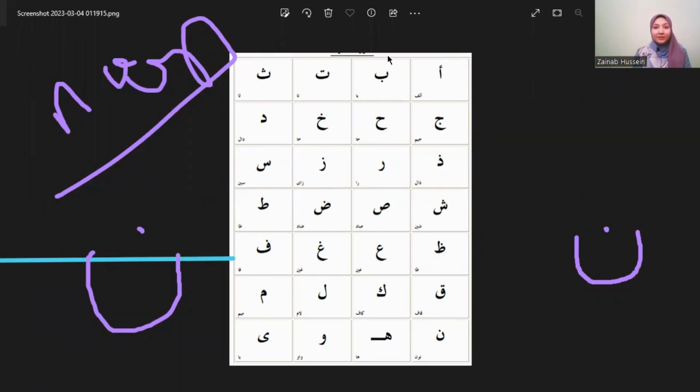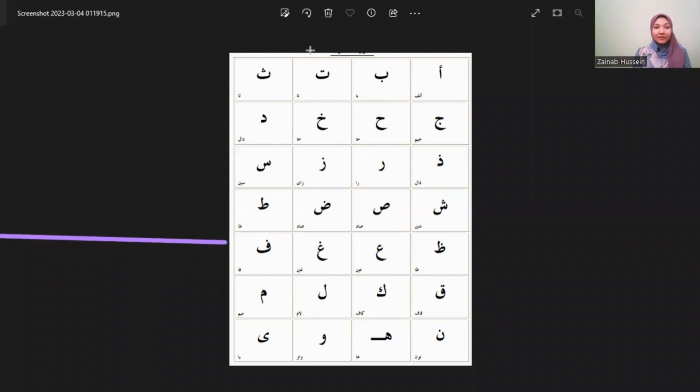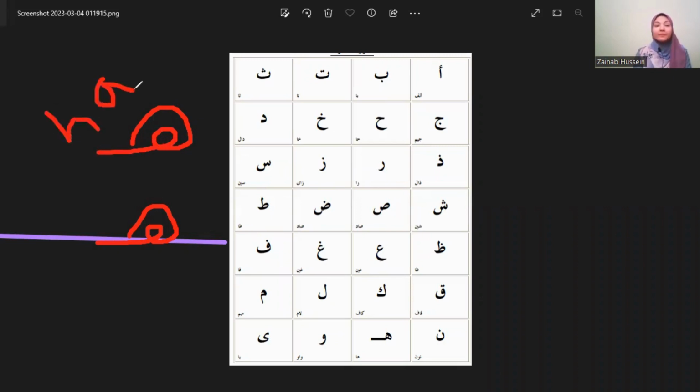Now, the next one is ha. The ha letter is like you are writing a triangle but curvy, having a circle. Pull it up, pull it down, out. Again, like you're drawing a curvy triangle, putting a circle inside, pull it out. Ha. Again, ha.